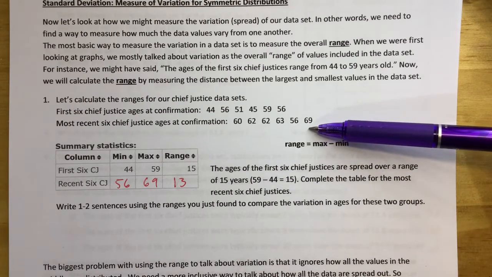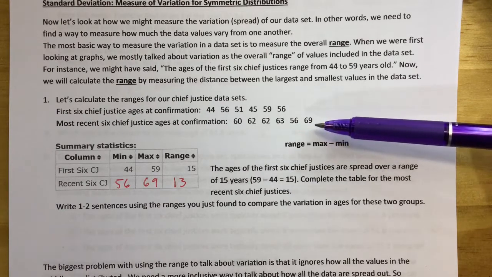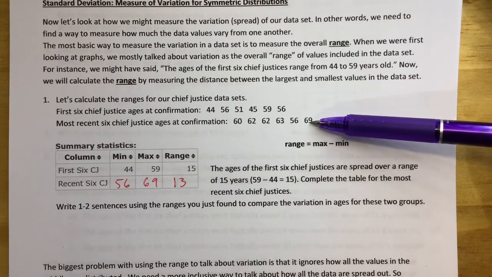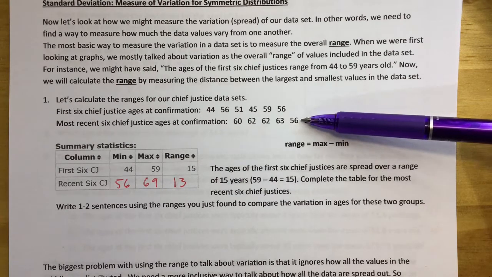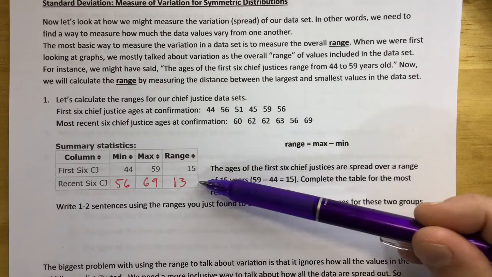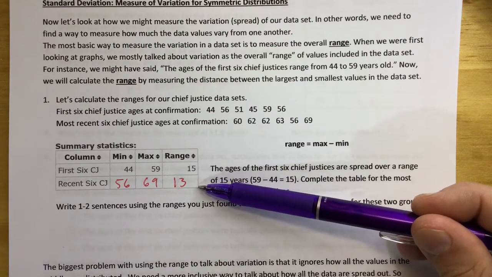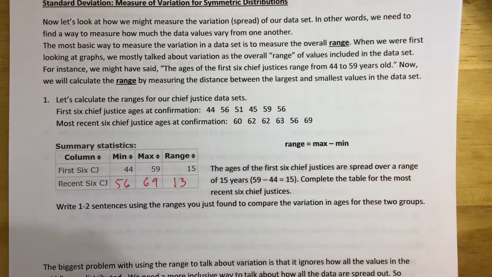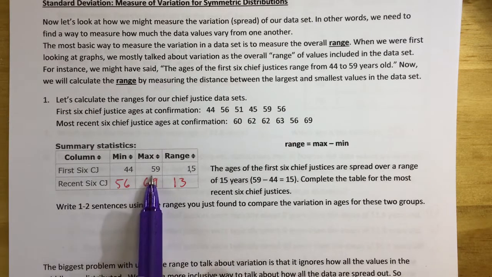Okay, for the most recent six Chief Justice ages, the highest we have is 69. The lowest is the 56, and if you subtract those numbers, you're going to get 13. So again, this is a very, very basic way of describing how spread out the data is. If you get a small number, it would mean that the numbers are very close, and if you get something larger, then it means that they're far apart. There's positives to it, but the big problem is it doesn't tell you a lot about what's going on in between that high number and that low number.